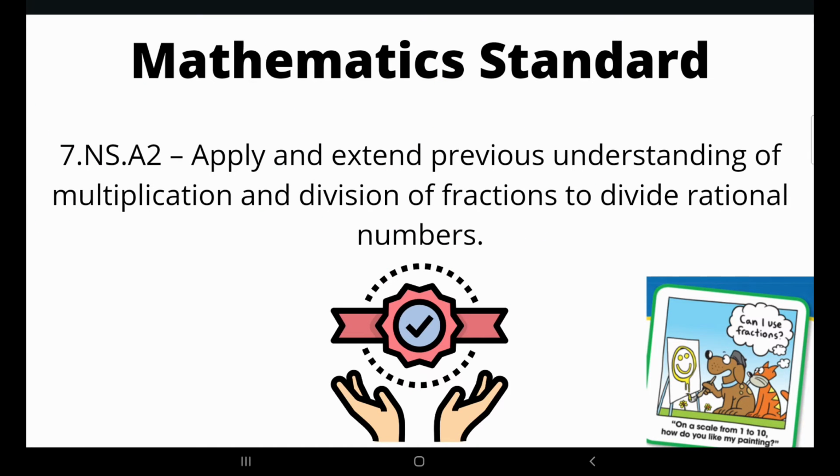Hi everyone, welcome back. Today we'll be focusing on multiplying and dividing rational numbers. This is a continuation from our multiplying and dividing fractions. The standard we're looking at is 7.NS.A.2. Apply and extend previous understanding of multiplication and division of fractions to divide rational numbers.